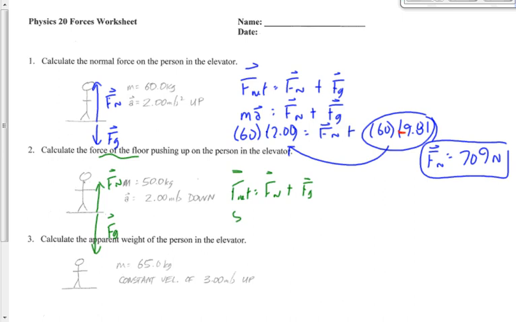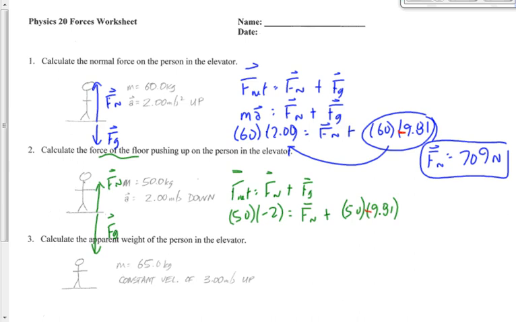Mass is 50. Acceleration is -2. Fn is what we're looking for, the force of the floor, or the normal force, plus 50 times 9.81. Is that right? Is that right, Lewis? That's right. Good. Negative 9.81. Or stick the negative out in front.